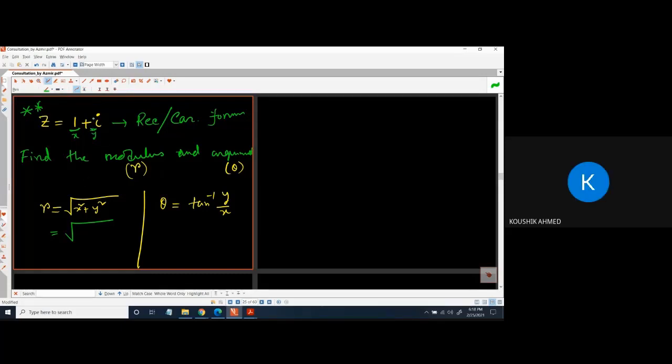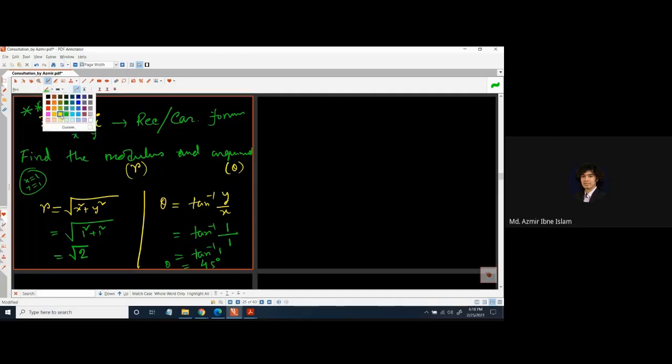R equal to 1, y is also 1. So x is 1 and y is 1. That means 1 squared plus 1 squared, so we have root over 2. If we try to plug in y and x in this formula, so y is 1, x is 1, so tan inverse of 1. You know that tan inverse of 1 is 45 degree. So theta is 45 degree.